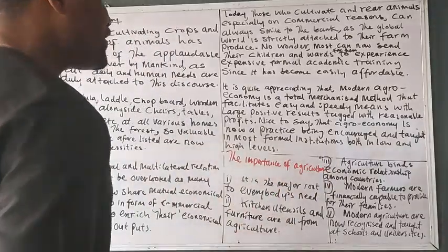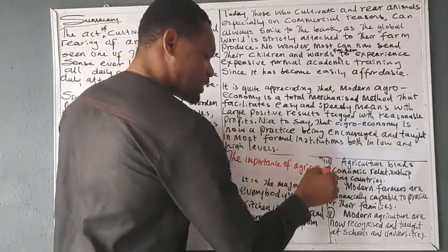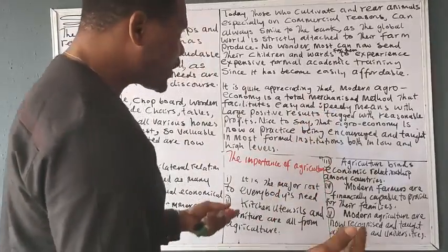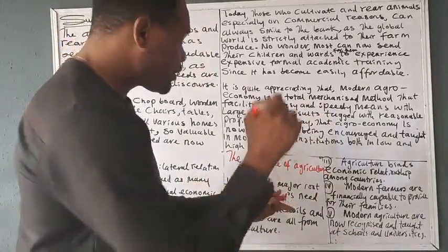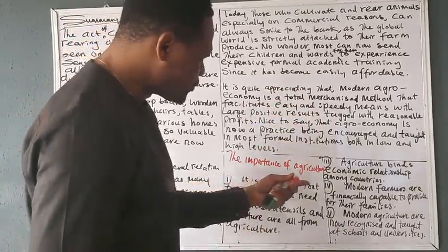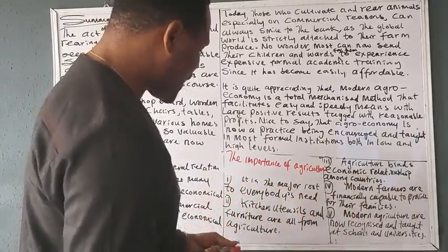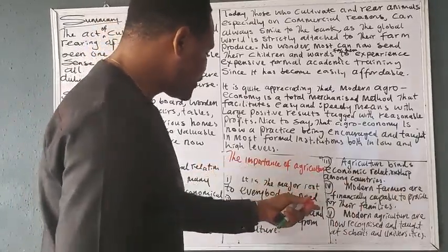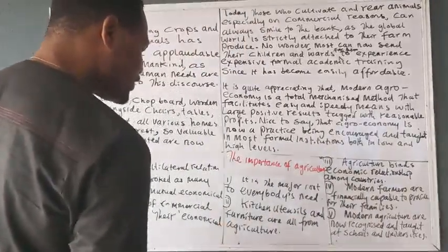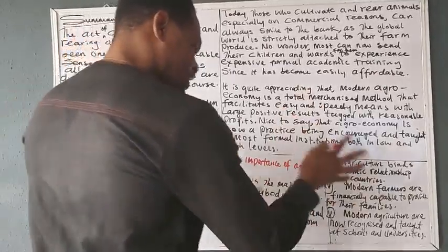the importance of agriculture, then I'll just put a colon. The importance of agriculture, then with a colon. So it would look like: the importance of agriculture, colon. So it now starts the message. It is the major root to everybody's need. So if you look at that as well, it would just be the importance of agriculture, colon. Kitchen utensils, so it goes along this way.